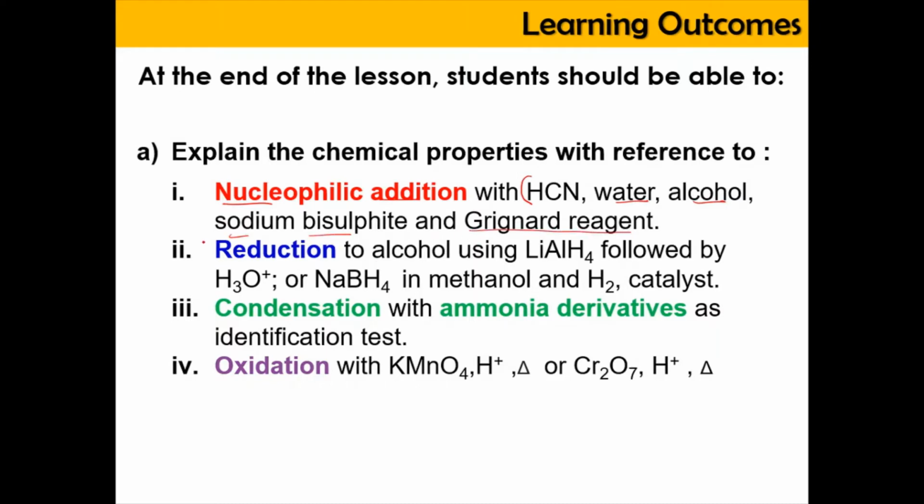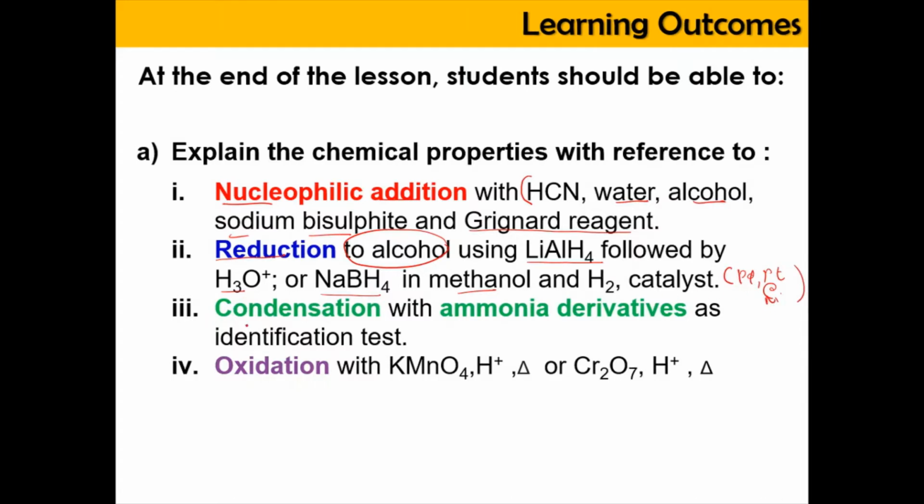The carbonyl compound can also undergo reduction, where it will be reduced into alcohol using a reducing agent of lithium aluminum hydride followed by hydrolysis, sodium borohydride in methanol, as well as using hydrogen gas as part of the hydrogenation reaction using a catalyst, for example, platinum or nickel, either one of those.